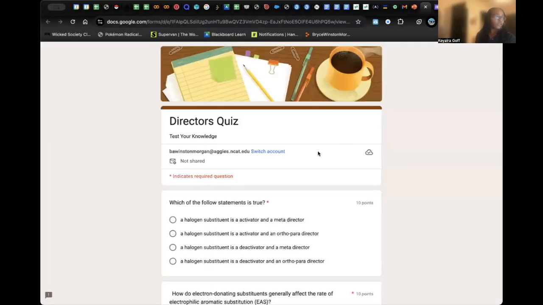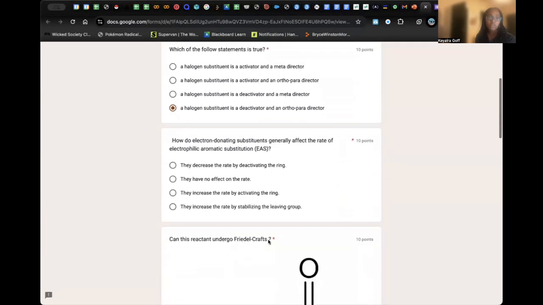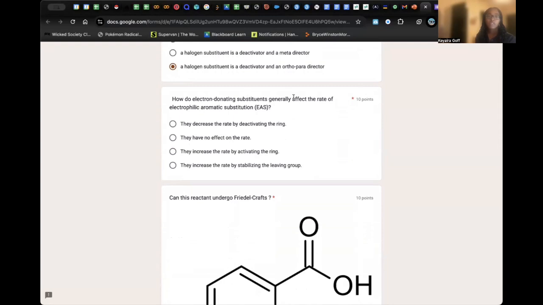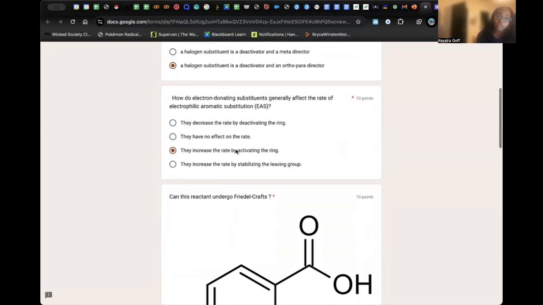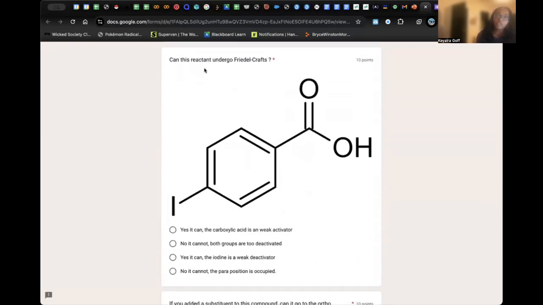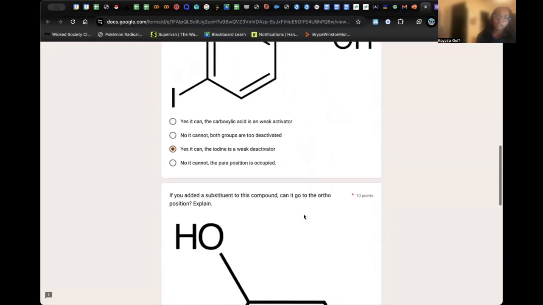All right, next we have another quiz. Which of the following statements is going to be true? If you said the activator is ortho-para, then you would be correct. How do electron donating substituents generally affect the rate of electrophilic aromatic substitutions? If you said they increase the rate by activating the ring, you would be correct. Can this reaction undergo Friedel-Crafts? If you say yes, it can, the iodine is a weak deactivator, you would be correct.